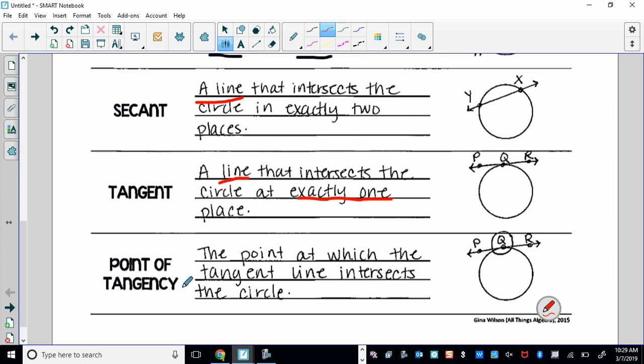Point of tangency, where's that point? The point at which the tangent line intersects the circle. So here, this is a tangent line. It intersects the circle at Q. That's why it's called the point of tangency.